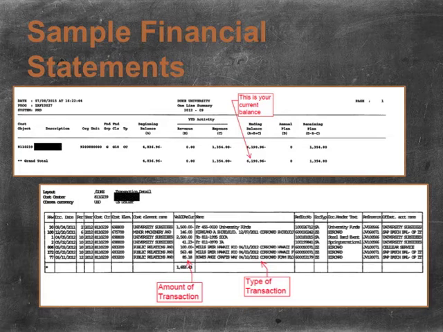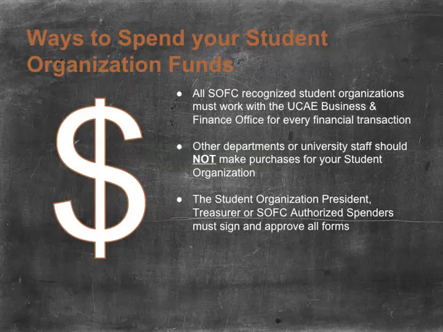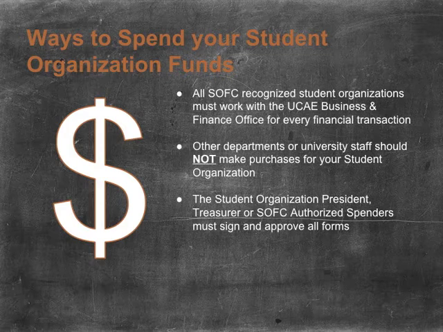Please remember that some items can take up to 10 weeks to post to your account, so it is important that your treasurer is keeping accurate records. All SOFC recognized student organizations must work with the UCAE Business and Finance Office for every transaction of your student organization account. Other departments or university staff should not make purchases on your behalf. The student organization president, treasurer, or SOFC authorized spender must sign and approve all forms.